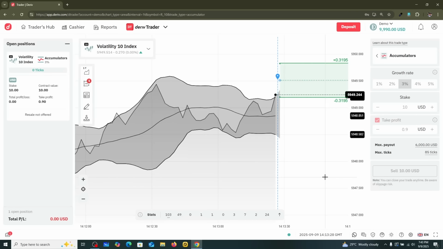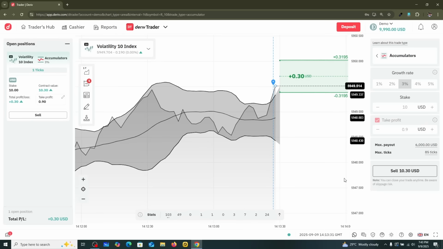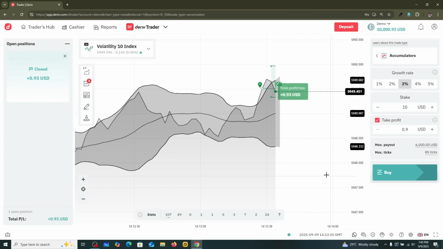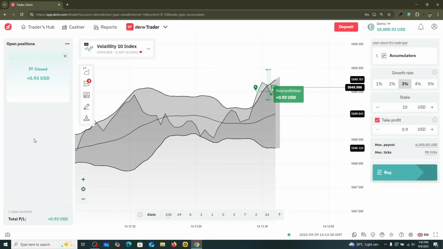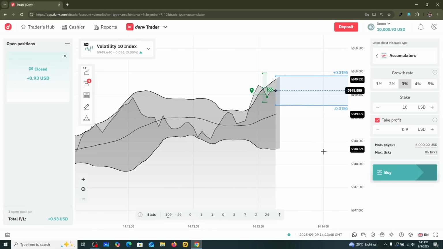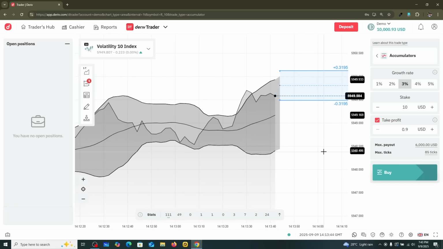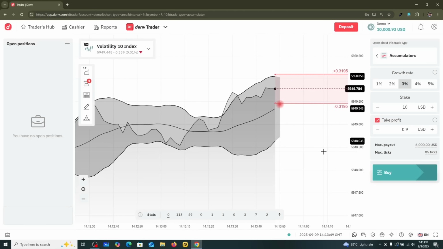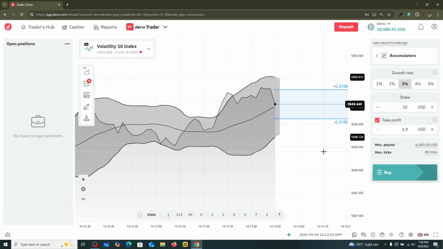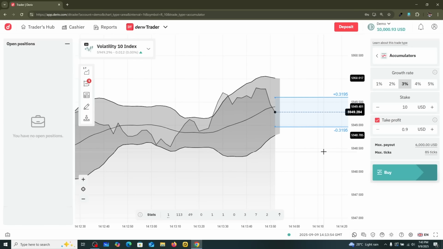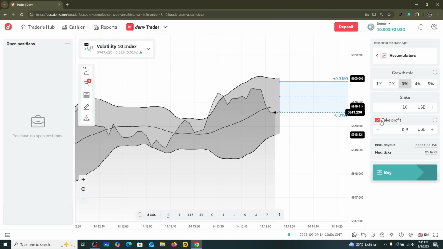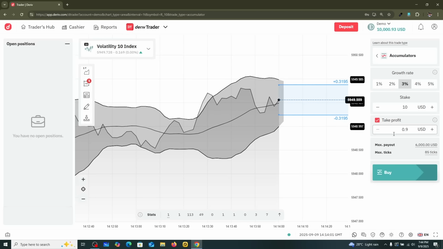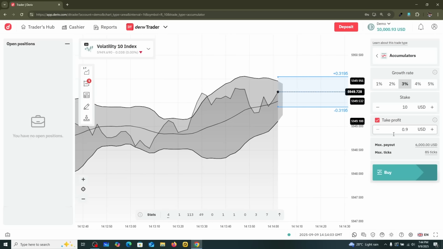Now you can see that the market is going a little bit upward, but within 3 seconds we are winning this method. You can see that we have made $0.93. We only need 3 seconds to win this method. Within 3 seconds the trade is going to close itself, because we have put the take profit here. Once it hits the take profit we have set, it will automatically close the trade.